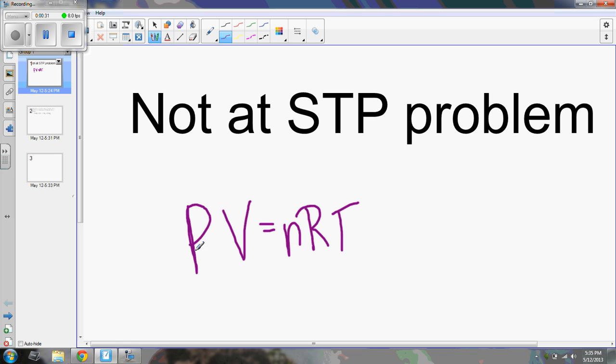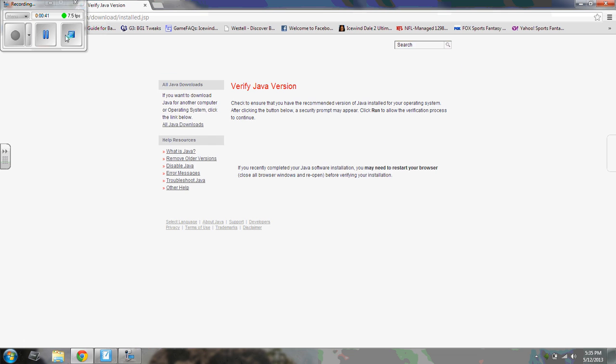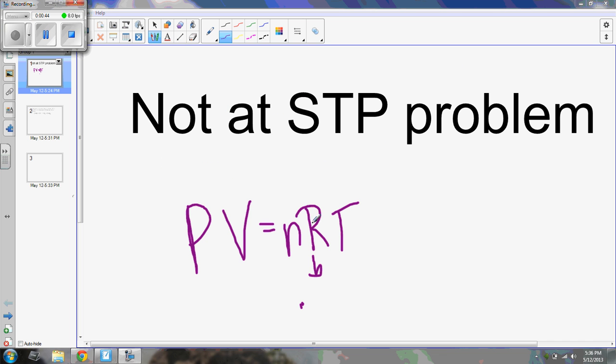This is pressure, volume in liters, N stands for number of moles, R is a constant, it is always 0.0821. That's our ideal gas constant. We always use that for R. And T is temperature in Kelvin. Always need to convert to Kelvin before we can do these problems. So let's look at one of these.